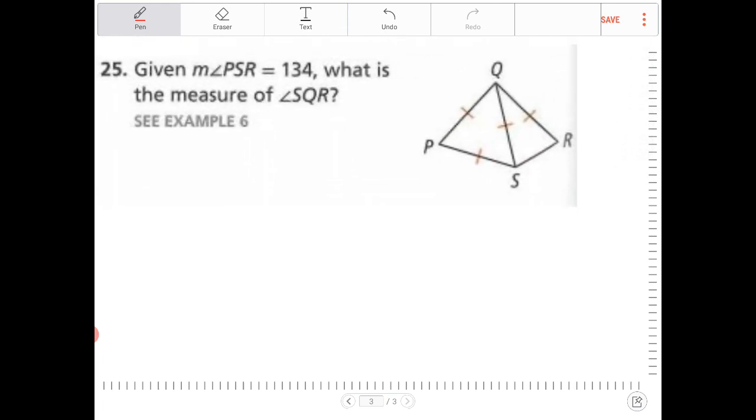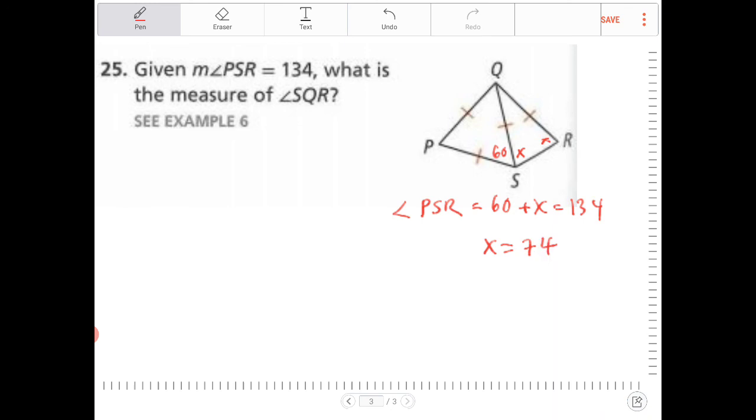Given PSR is equal to 134, what is the measure of angle SQR? So I don't know what this is. PSR is equal to 134. So being that PQS is an equilateral triangle, this is going to be 60 degrees. I don't know what this angle is. But I do know that angle PSR is equal to 60 plus x, which is also equal to 134. Therefore, x must equal 74.